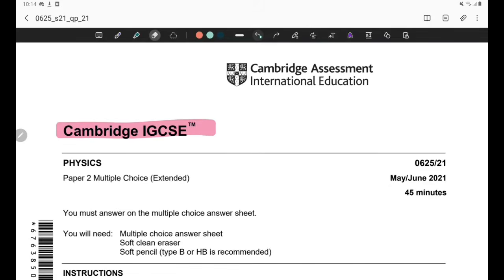Cambridge IGCSE, May-June 2021, 0625, paper 21.